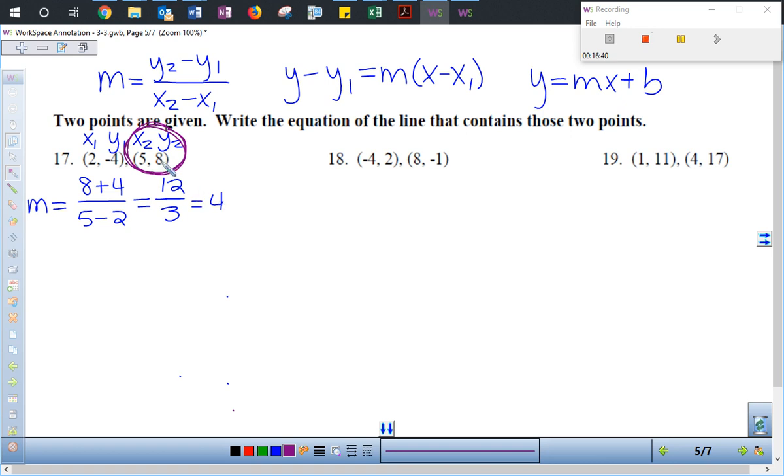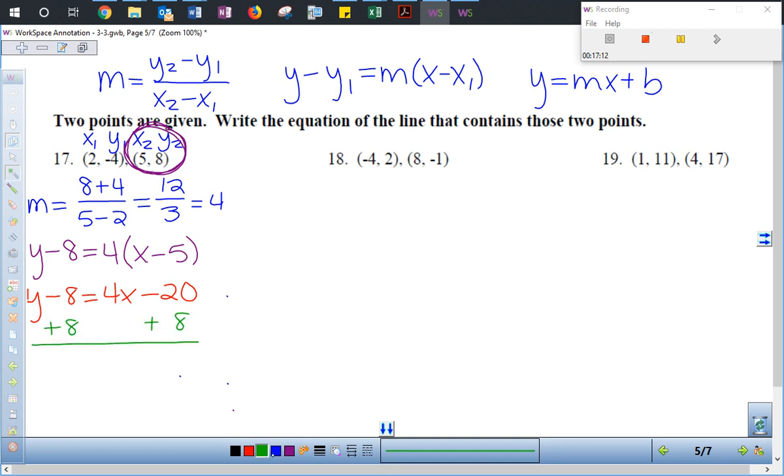Now, I'm going to use this point and this slope and substitute it in. So y minus y sub 1, which is 8, equals my slope of 4 times the quantity of x minus x sub 1, which is 5. Now to solve, I distribute, so y minus 8 equals 4x minus 20, and then I can add 8 to each side. When I do that, the 8's will cancel out, leaving me with y equals 4x minus 12.